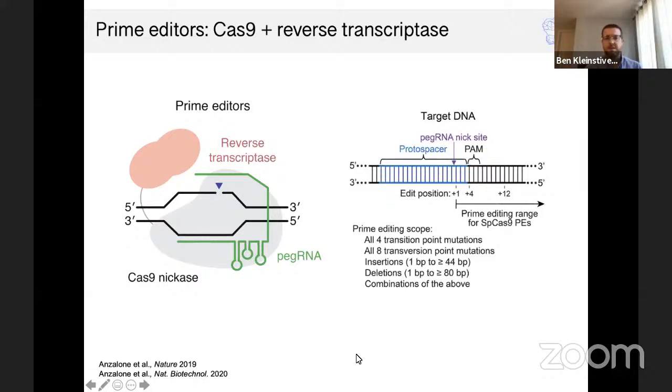This platform was only described a few months ago, back in the fall, and I think there's a lot of exciting potential for this platform, and hopefully we'll learn lots more in forthcoming publications.